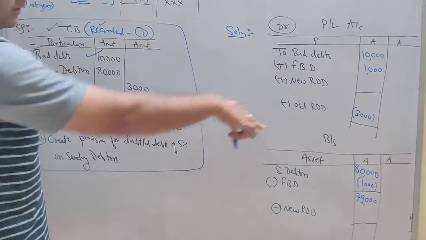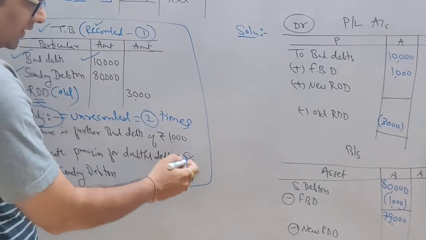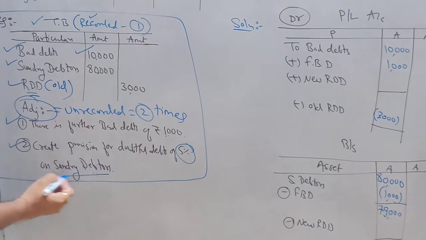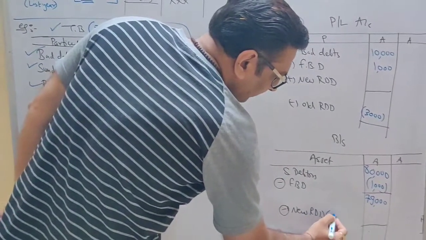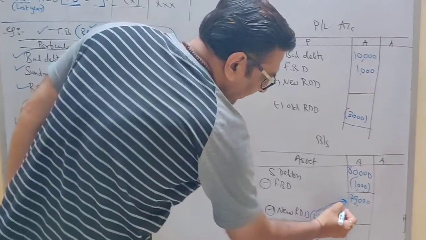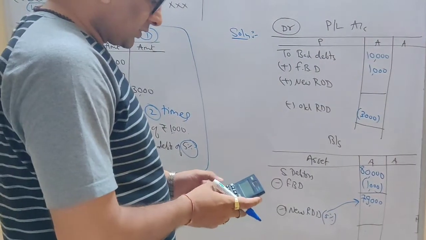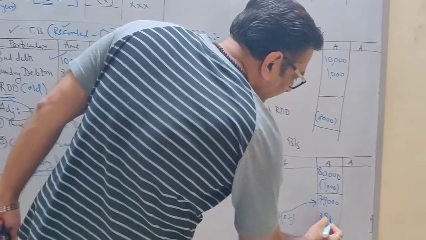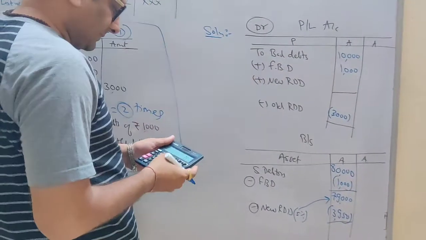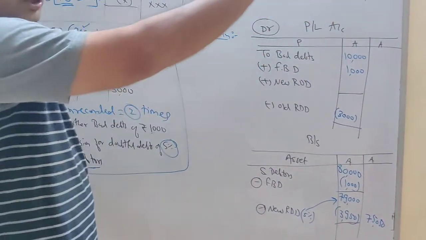Now, after giving 2 effects of further bad debts, let's do the second adjustment. Create provision for doubtful debts, 5% on debtors. So new RDD is 5%. On what will you calculate 5%? You will calculate on 79,000. So 5% of 79,000 is 3,950. Minus it. The answer is 75,050. This final answer you write in the outer column.